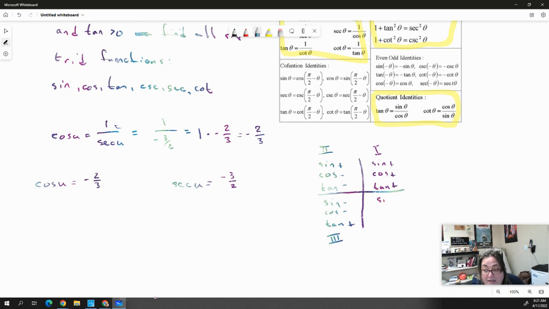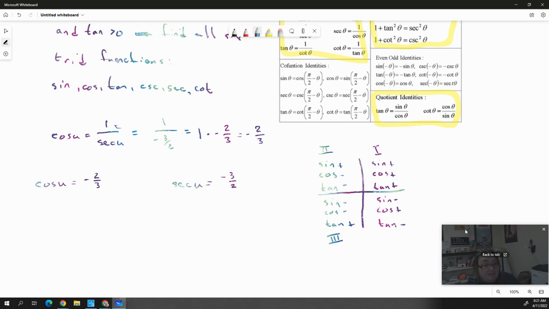Here, sine, which is y, is negative in this one. Cosine is x, and x is positive over here. And here, tangent is sine over cosine, negative over positive, is a negative.